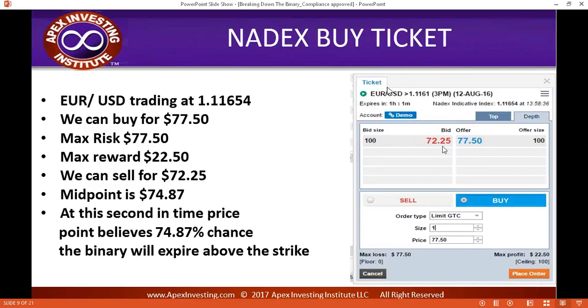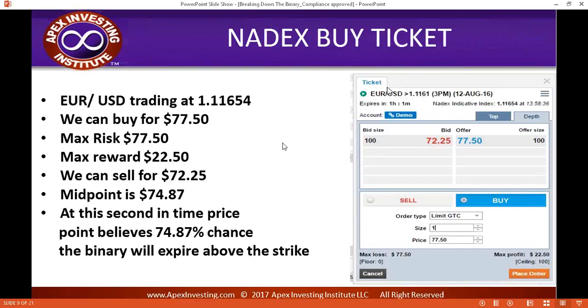But in general, when you look at the midpoint, what I mean by that is I can buy it for this price, I can sell it for this price. That's the bid-ask spread. So what price is right in the middle? Well, if I add these two together and then divide it by 2 to come up with the midpoint, that's 74.87. That means from a pricing probability standpoint, because this strike price is below the current market already, there's a 74% chance that this binary will expire above the strike.